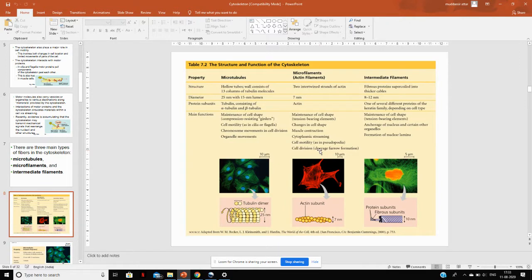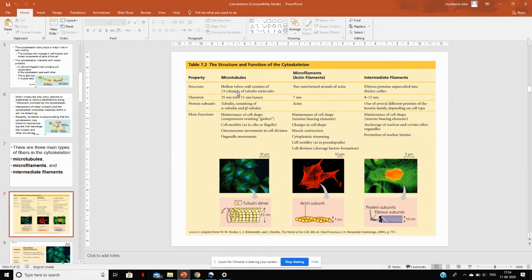The basic difference between the three types of cytoskeletal structure is their structure, their function, and their size as well. All the things have been compared in this particular table. Structure has been compared where the largest type of cytoskeletal structures are the microtubules, and the intermediate, as the name goes, are the intermediate filaments, and the smallest are the microfilaments. Those are also called actin filaments.